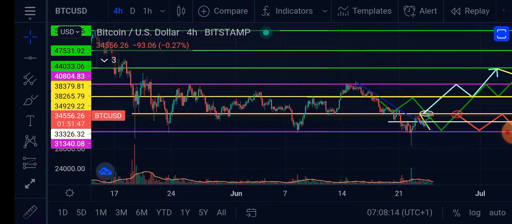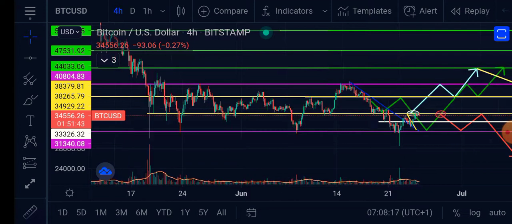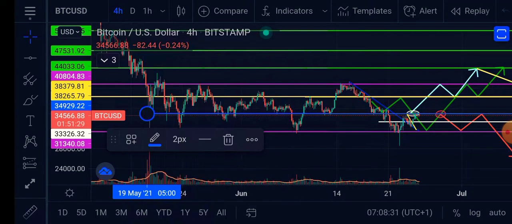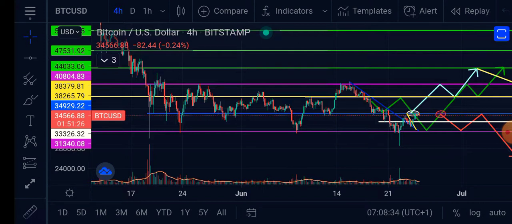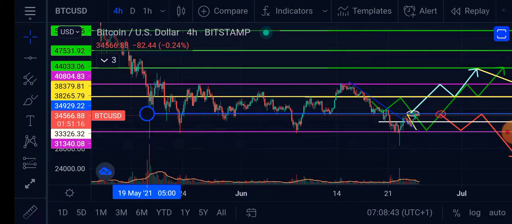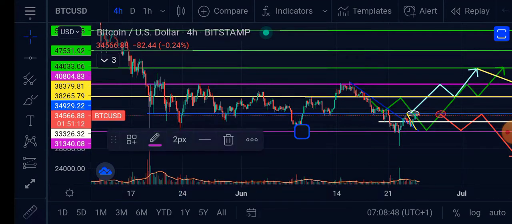Now if you check this rectangular structure between the two purple lines, let me change one more color so that we don't get confused. I change it to blue. Now we have the range top, which is between the purple and yellow line. The range middle belt is between this yellow line and this blue line, and the range bottom is between this blue line and this purple bottom line.